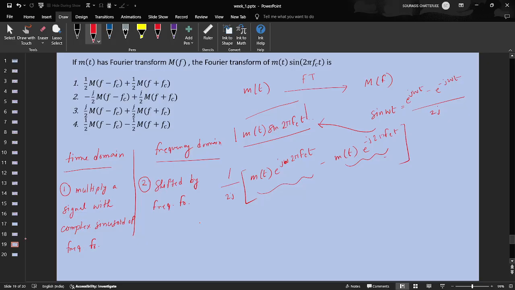When you move from the time domain representation to frequency domain representation, you are multiplying m(t) here with sine 2 pi fc t. So I am using this identity, writing this in terms of two complex sinusoids, e to the power j omega t and e to the power minus j omega t. So I end up with these two, whose Fourier transform I need to compute. But the property already said, in time domain you multiply the signal with a complex sinusoid of a frequency fc. Here it's minus fc. So basically you just shift the frequency domain representation by a frequency f naught.